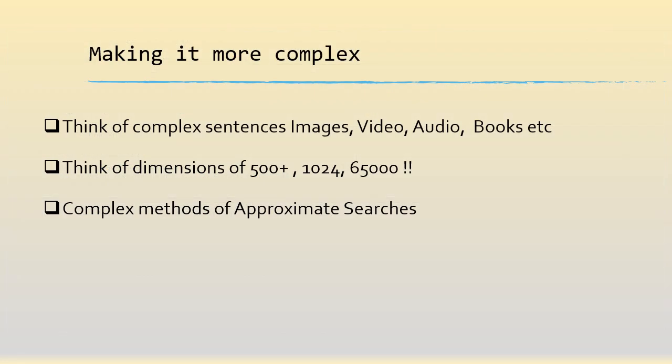Now, to make it more complicated, you can think of complex sentences, images, videos, audios, books being vectorized. You think of dimensions, not just two dimensions as shown in the example. The number of dimensions can be 500, 1024, or the Oracle database supports almost 65,000 dimensions. Then there are complex methods of approximate searches, which we spoke about. So it's not as simple as depicted in the example.